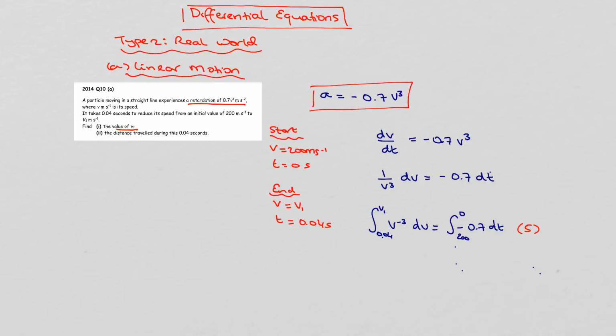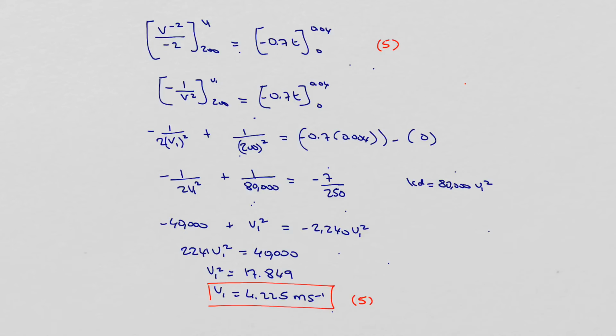Okay, so for part 2 then, it says the distance travelled during this 0.04 seconds. So for our distance, what do we know? Well, we have our acceleration, it's minus 0.7 v cubed. And of course, the acceleration can be written in terms of our distance and our velocity. In other words, acceleration can be written as v dv/ds, so the velocity times the rate of change of velocity with respect to displacement. And that's equal to minus 0.7 v cubed.